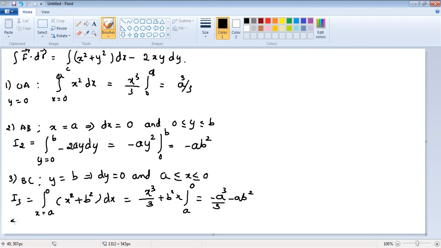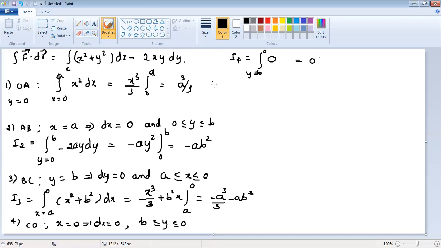And the fourth one, along CO. Along CO, x is 0. Again, dx is 0. Then y lies between b and 0. Therefore, I4 is the integral with y from b to 0. And here, since x is 0 and dx is 0, everything will turn out to 0. It is 0.